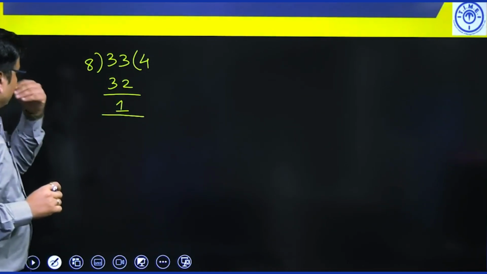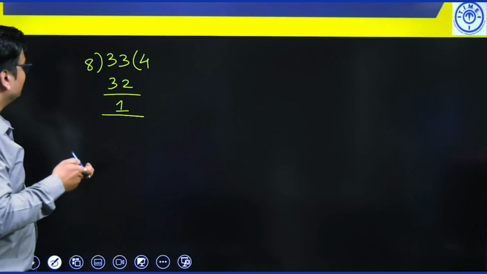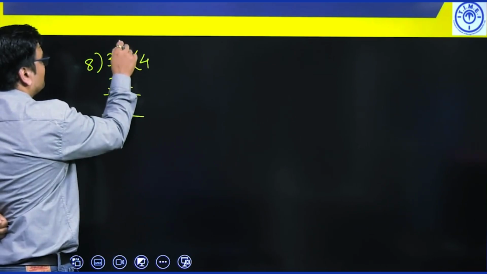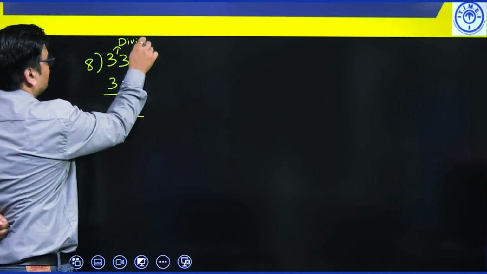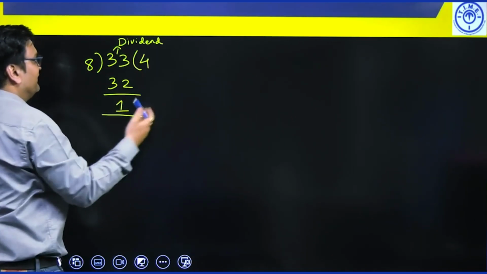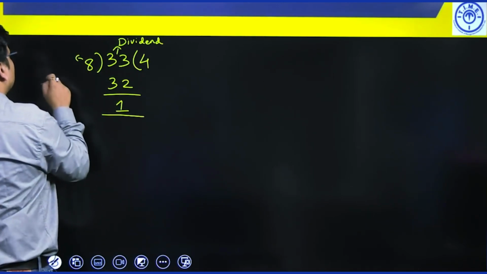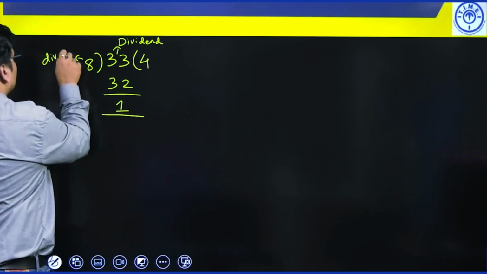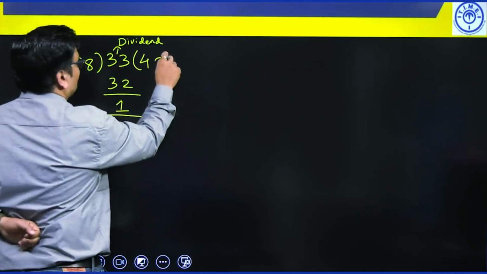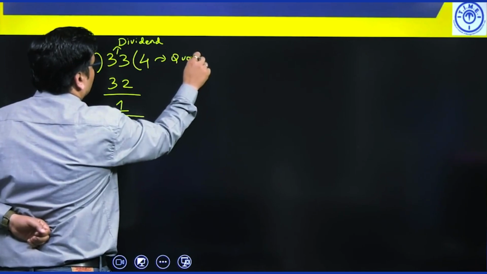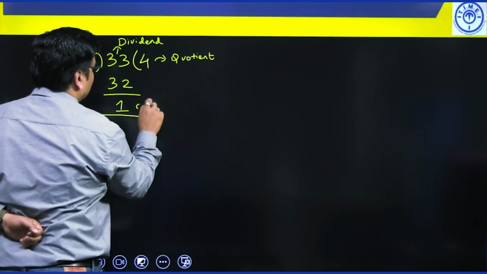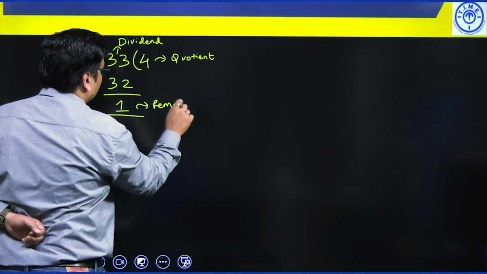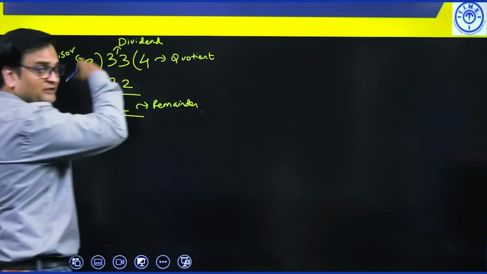Here there are 4 terms essentially that we will be interested in. One of the terms is the number that is getting divided, which we call the dividend. The second number is the number that is dividing, which we call the divisor. Then we have the quotient and the remainder. We are aware of these 4 terms already.